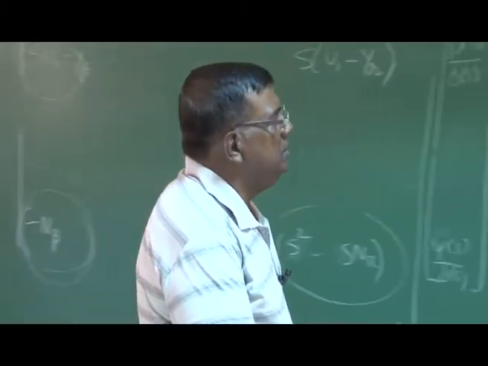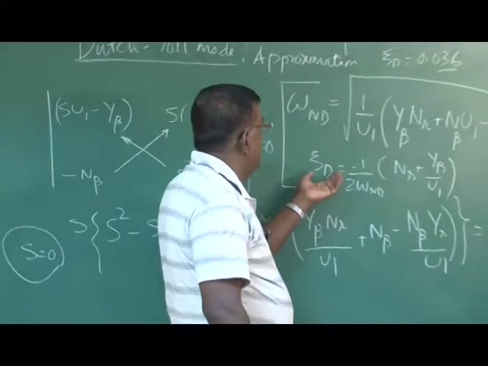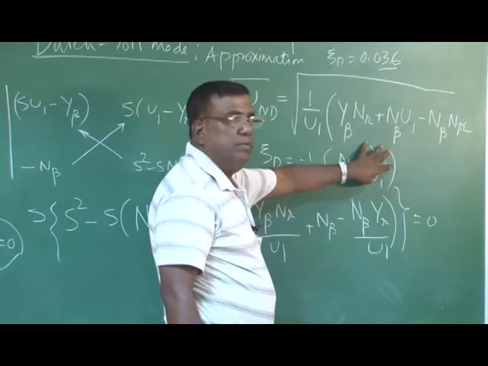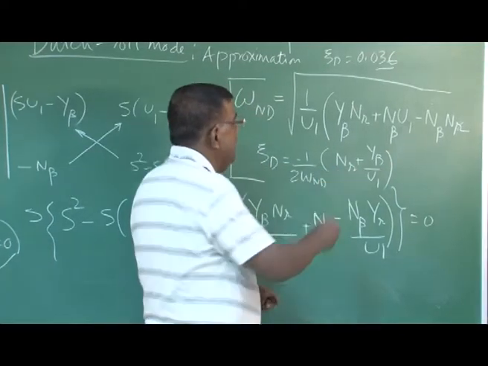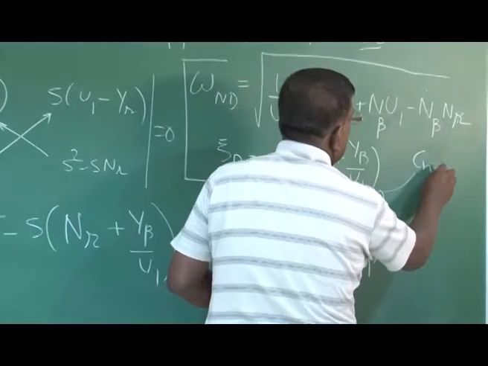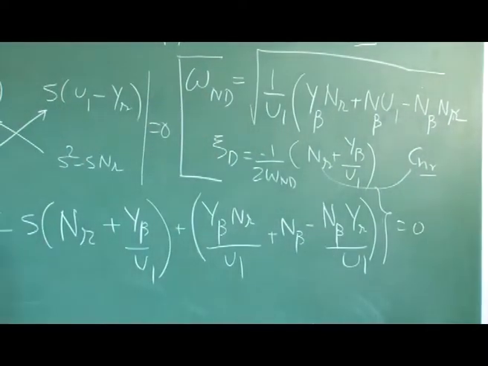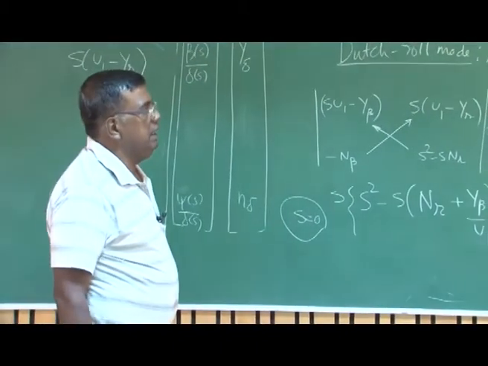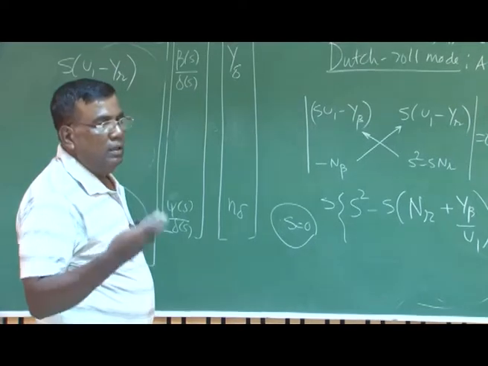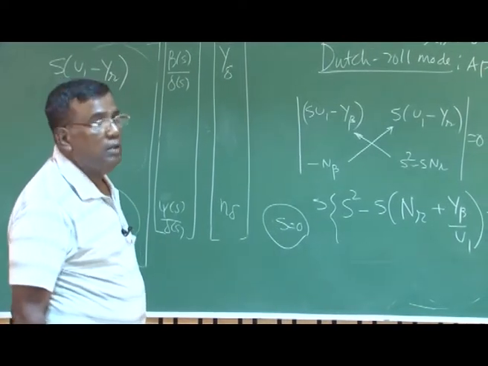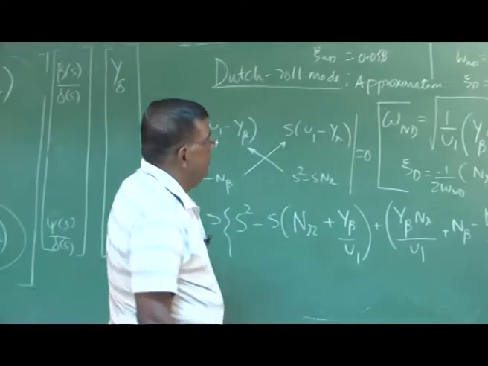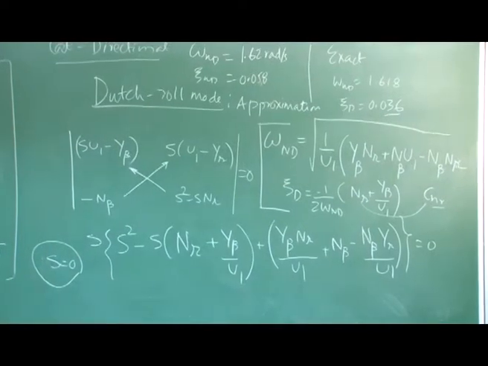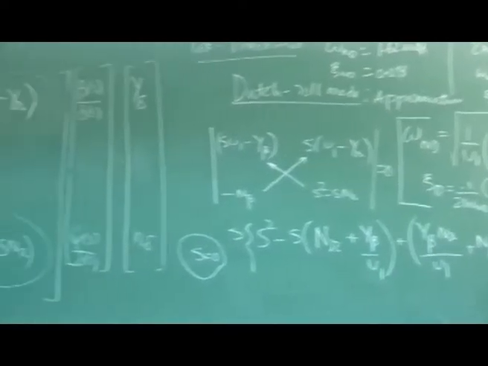A few things should be clear: if I want to increase the Dutch roll damping as a designer, what do I do? This is Y beta by U1, so I will not focus here. I will try to see how I can increase NR, or how I can increase CNR. And CNR can be changed by either changing the distance from the vertical tail aerodynamic center to the CG, or the area of the vertical tail, or the tail volume ratio of the vertical tail. To have those ideas, I thought we must complete this before we jump into the stability augmentation system. Right? Thank you very much.